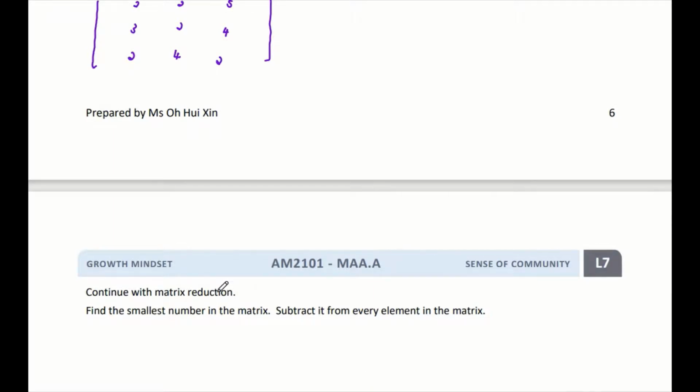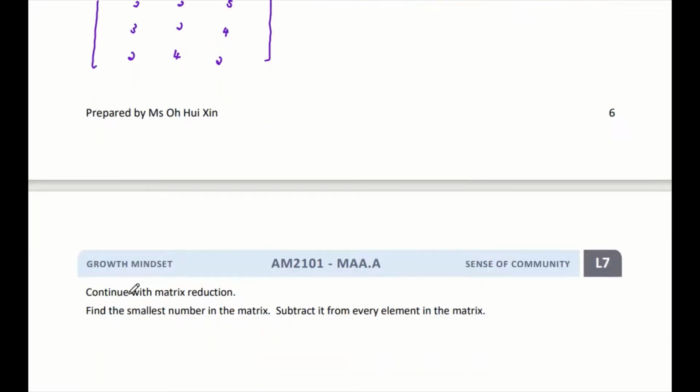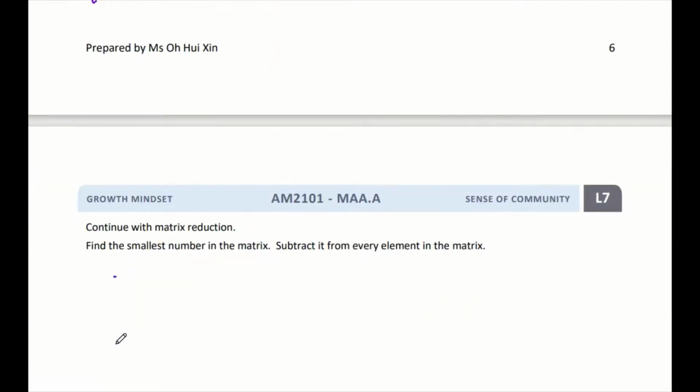So just now we already have row reduction and column reduction. Matrix reduction means that you look at the smallest number in the matrix and subtract it from every element in the matrix. By looking at this matrix, the smallest number is 2. So you are going to subtract 2 from every number inside this matrix. All right, so let's try to do it.